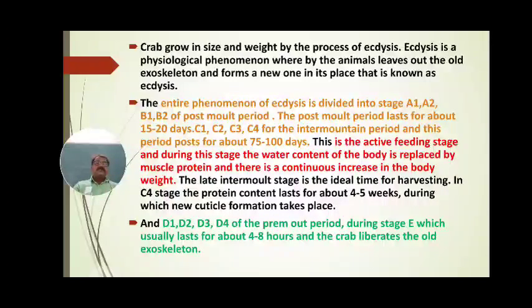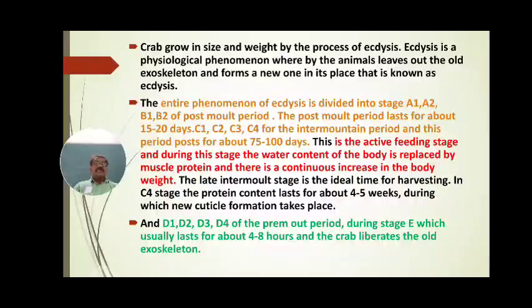C1, C2, C3 and C4 is called the intermolt period, and this period lasts for about 75 to 100 days.